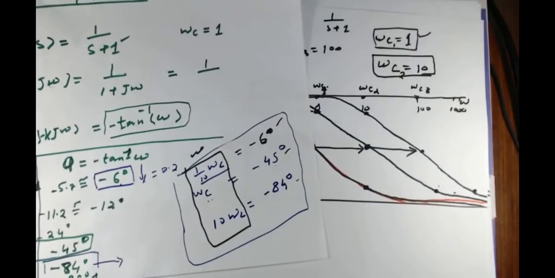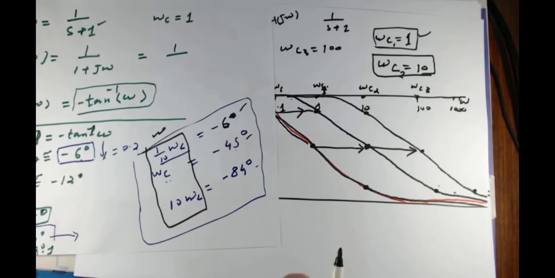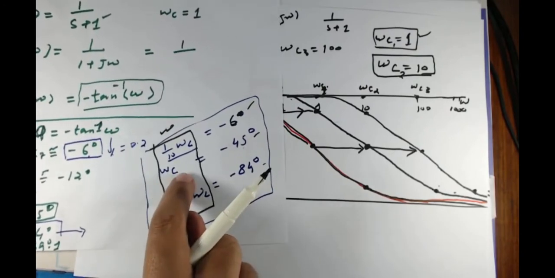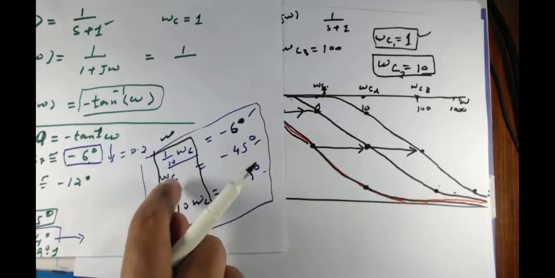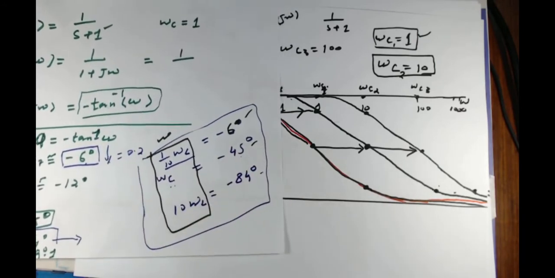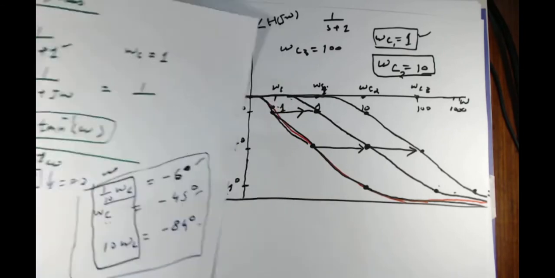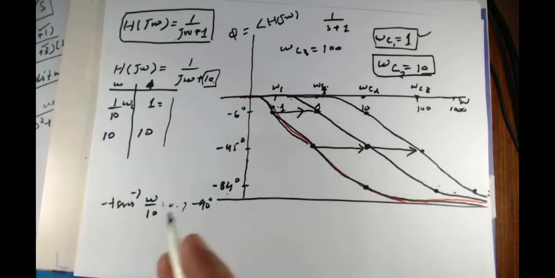You just need to remember these three critical frequencies: at omega equal to omega c, the angle will be minus 45 degree; at 1 by 10 times of omega c, this will be minus 6 degree; and at 10 omega c, this will be minus 84 degrees. So you don't need to draw this table again and again. You just need to remember these 3 points. I hope you know how to draw these simple poles.